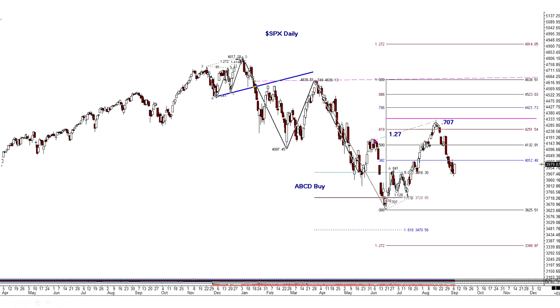Got a nice rally to the upside, but then look at this decline. Formed a classical technical analysis little triangle here, and then broke to the downside with a big gap, and down. But here's the 1.27 extension of the C to D leg. The market finds support, rallies, and forms a Gartley pattern.